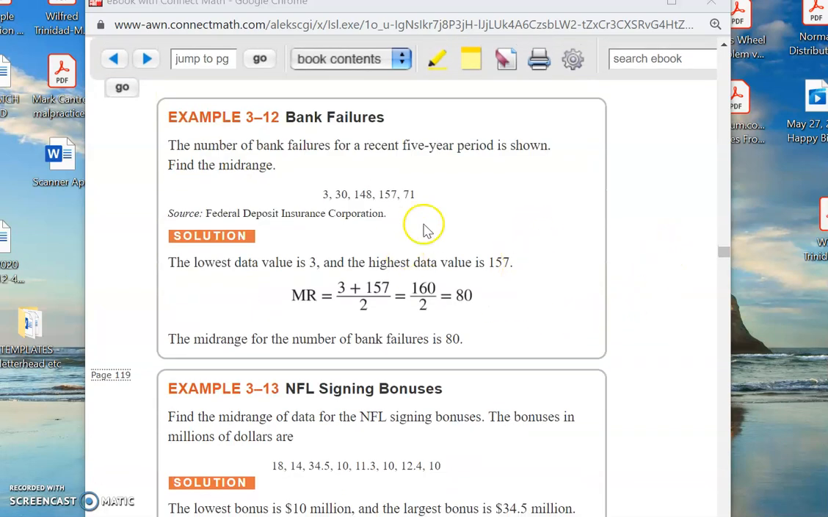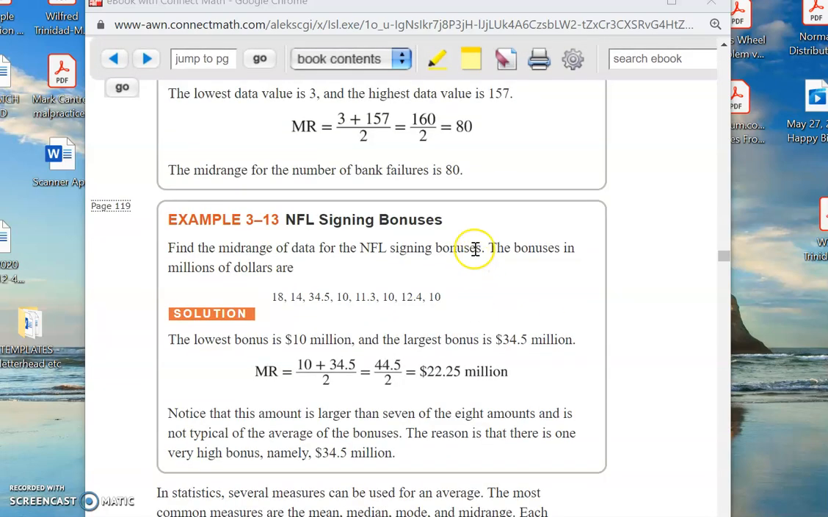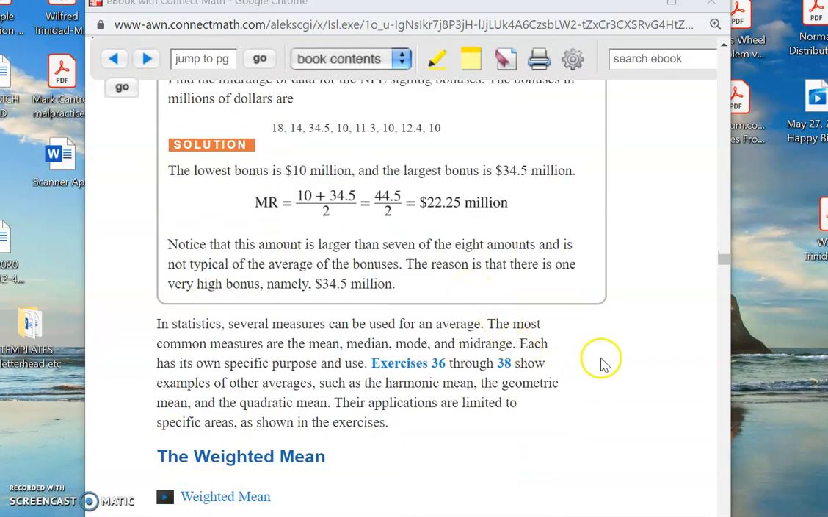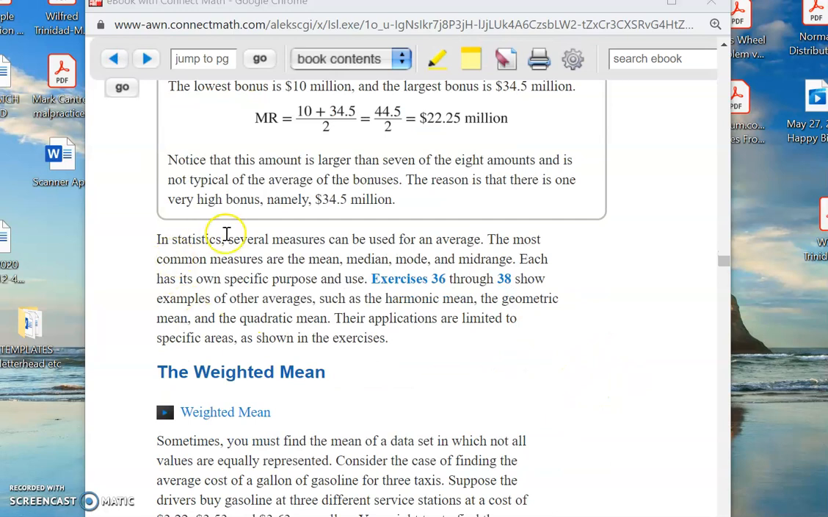So we've got the bank failures here. I'm going to let you work your way through these. They're very straightforward. Now here's an important point. You can have several different measures that can be used for an average. The ones that we've talked about are the most common: mean, median, mode, and mid-range. They have their own specific purpose.